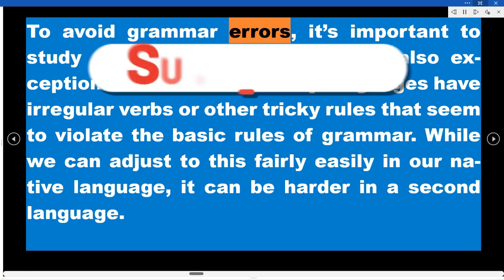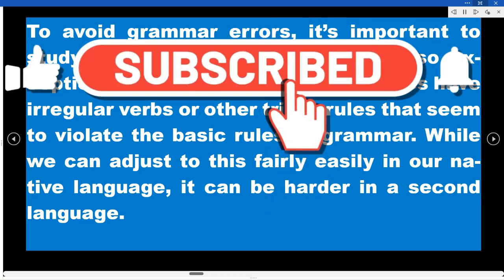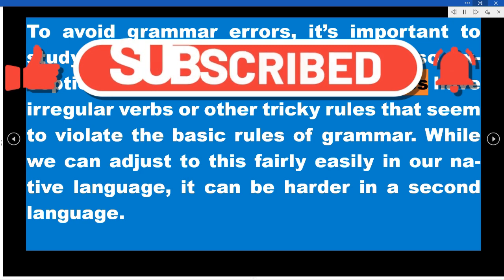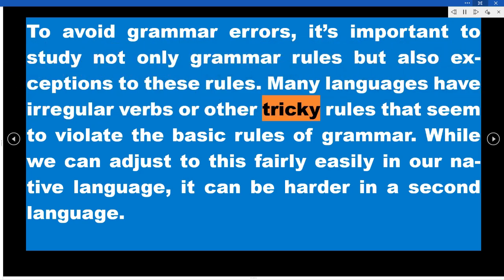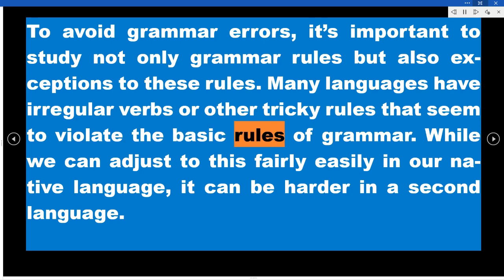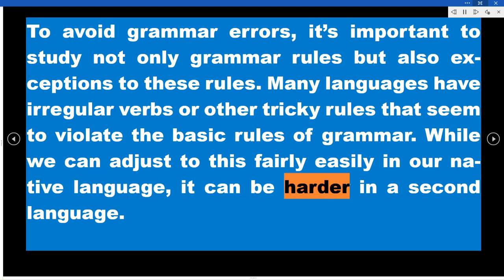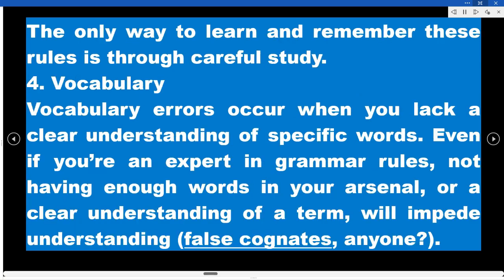To avoid grammar errors, it's important to study not only grammar rules but also exceptions to these rules. Many languages have irregular verbs or other tricky rules that seem to violate the basic rules of grammar. While we can adjust to this fairly easily in our native language, it can be harder in a second language. The only way to learn and remember these rules is through careful study.